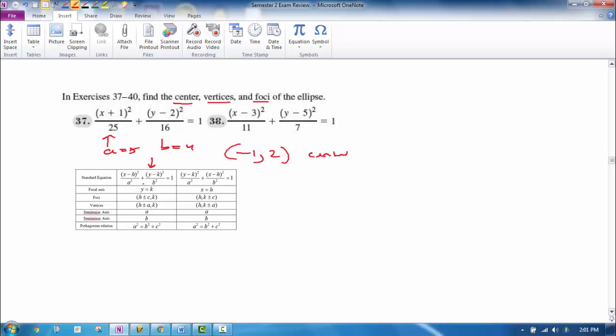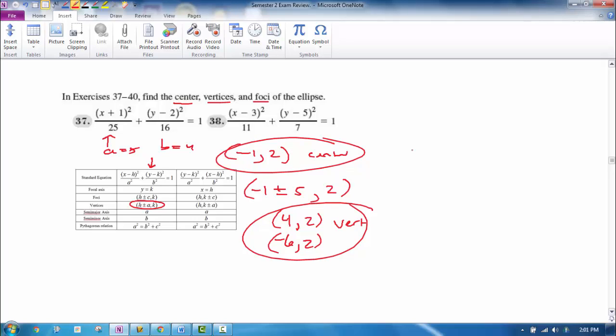And then the vertices are right here. They're at -1 plus or minus a, so plus or minus 5, comma k, which k is 2. So -1 plus 5 would be 4, 2. And -1 minus 5 would be -6, 2. So here are the vertices.